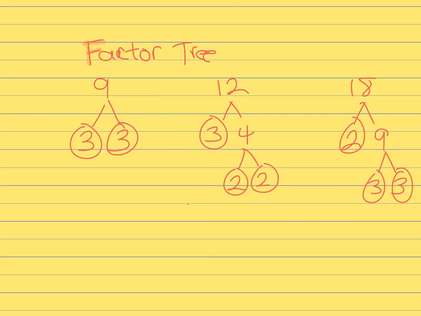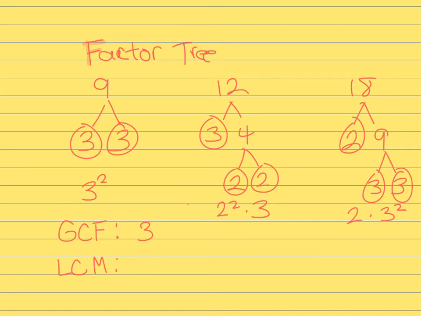Okay, now if we were doing GCF, this is what we would have done. With GCF, we look for what they all have in common. And the only thing that all of these have in common is 3. Okay, so the GCF would be 3. But LCM is a little bit different. We're going to take every single factor and we're going to take the highest power of that factor. Okay, so for instance, here we have 3 squared. Here we have 2 squared times 3, and here we have 2 times 3 squared.